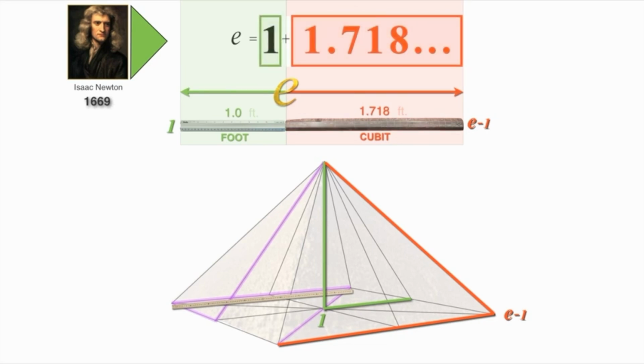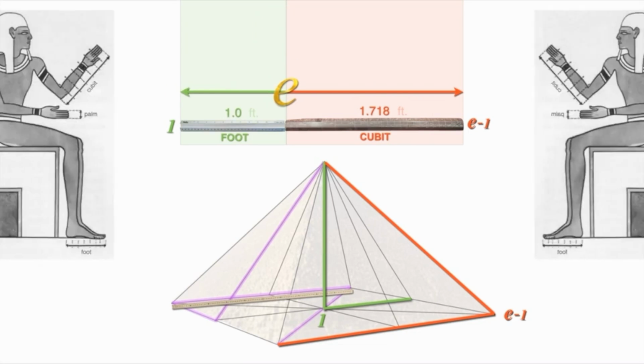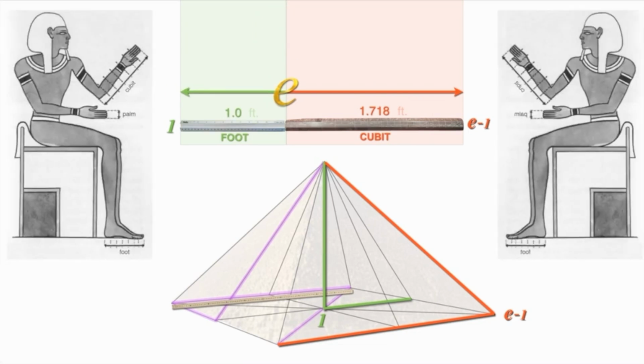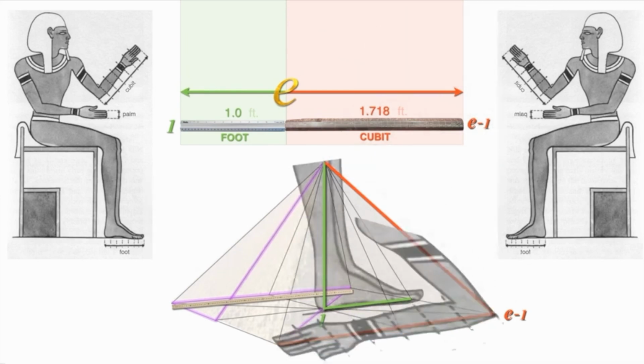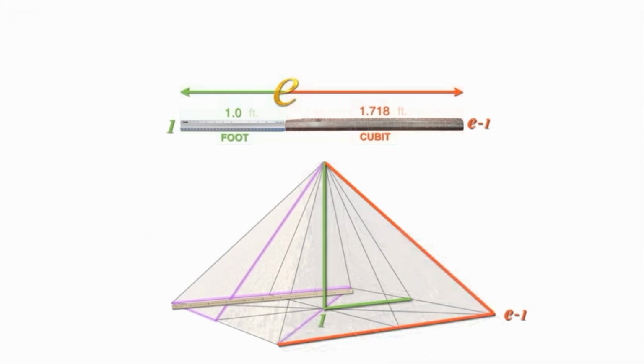Haven't we always been taught that the foot was based on the average size of a human foot and the cubit on the distance from the point of the index finger to the elbow? And doesn't such an arbitrary choice sound bizarrely unscientific? Especially now that we see beyond doubt they're both based on this mathematically significant relationship, the universal constant e.